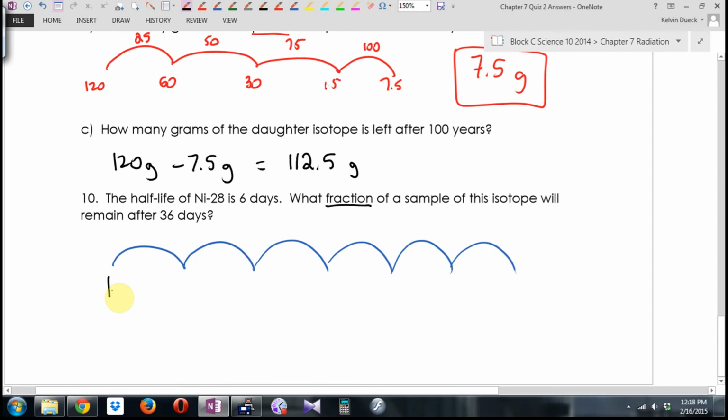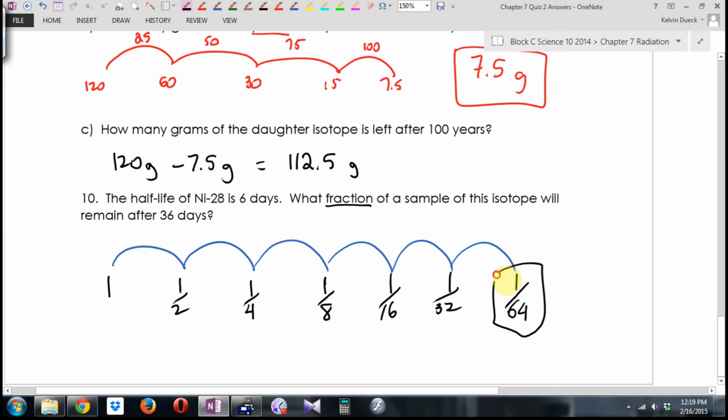And now I'm going to go fractions. A half. A quarter. Divide by 2. Then 1/8, 1/16, 1/32. You know what? 1/64 will be remaining of nickel-28, and 63/64 will be the daughter.